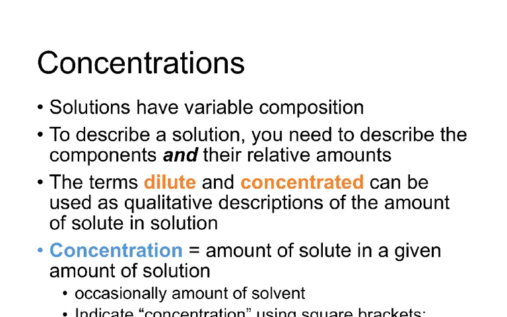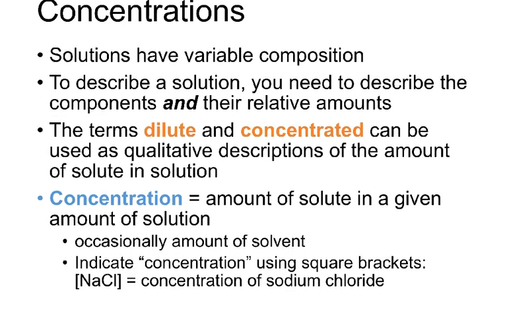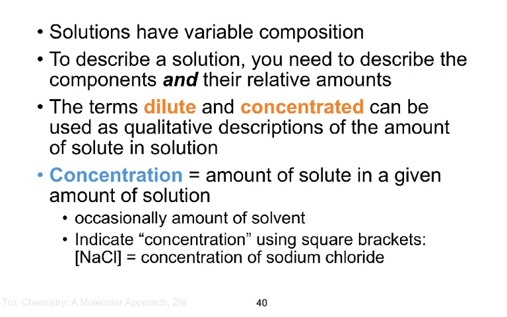All right, solutions by definition have variable compositions. So in order to describe a solution, you need to describe what's in it and how much is in it. You can do that in a qualitative way by using the words dilute for when there's not a lot of solute and concentrated for when there is a lot of solute. Or in chemistry, we use units of concentration to give a number for the amount of solute in a given amount of solution. Except there's one that we'll talk about that's the amount of solute in an amount of solvent.